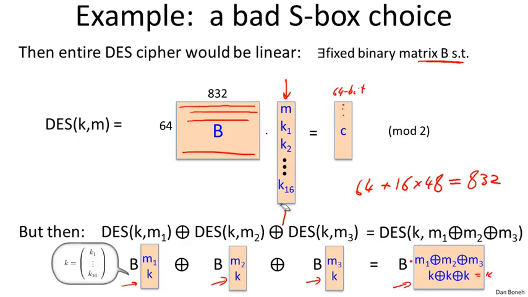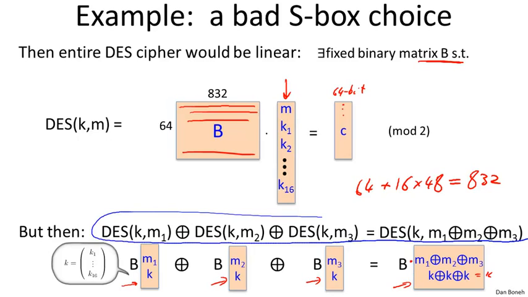But this means that now DES has this horrible relation that can be tested, right? So basically if you XOR the output of three values M1, M2, and M3, you'll get the value of DES at the point M1 XOR M2 XOR M3. Now this is not a relation that's going to hold for a random function. A random function is not going to satisfy this equality, and so you get a very easy test to tell you that DES is not a random function.